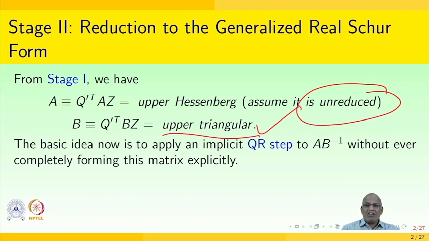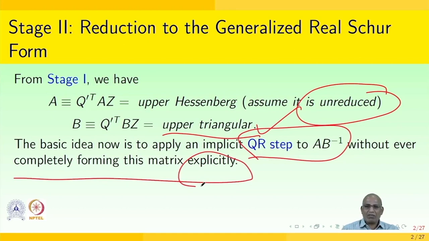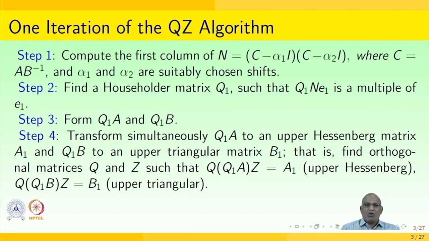The basic idea now is to apply an implicit QR step of AB inverse without ever completely forming this matrix explicitly. That means, let us look into the iterative process of the QZ algorithm. In step one, we compute the first column of N, that is (C minus alpha 1 I)(C minus alpha 2 I), where C is AB inverse and alpha 1, alpha 2 are suitably chosen shifts.